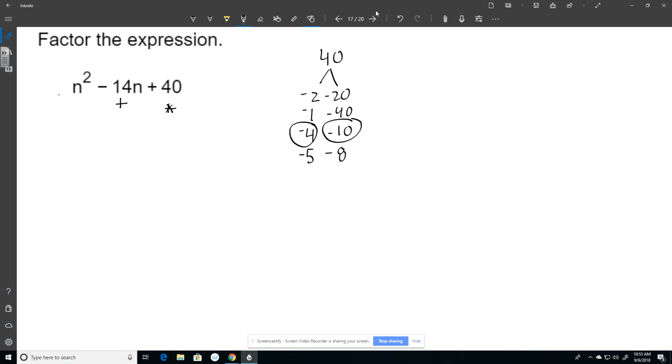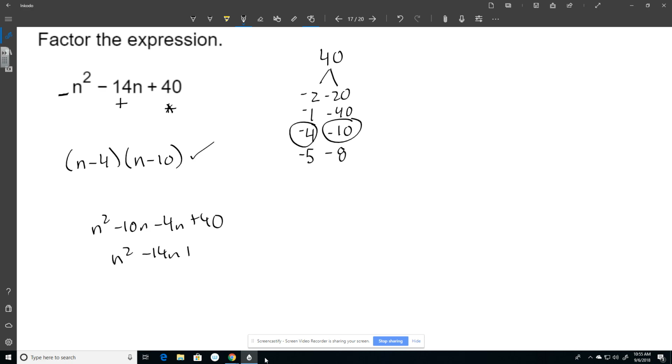And since there's nothing up here, I can just plug these right into my parentheses: n minus 4 and n minus 10. And I'm done. If I want to check my work, I will distribute. I'll FOIL. N times n is n squared. N times negative 10 is negative 10n. Negative 4 times n is negative 4n. Negative 4 times negative 10 is positive 40. Combine like terms: n squared minus 14n plus 40, which is what I wanted. So that is the correct answer.